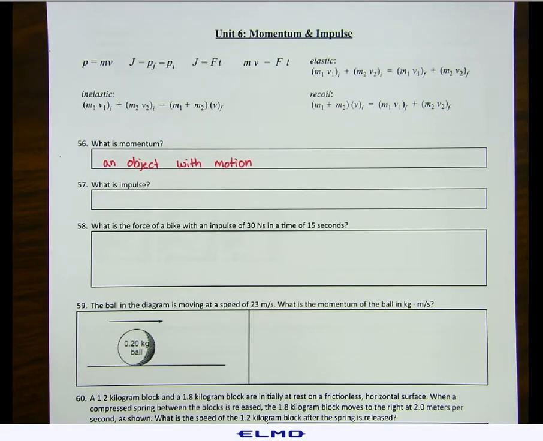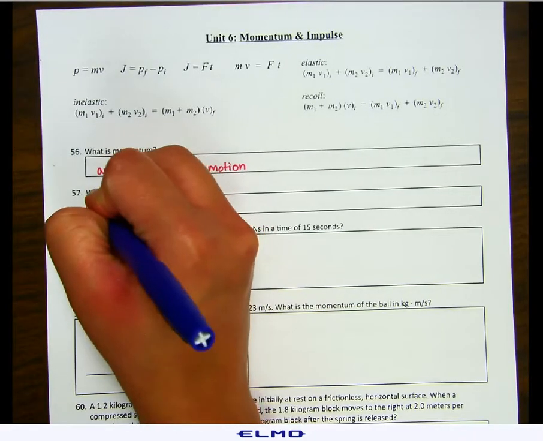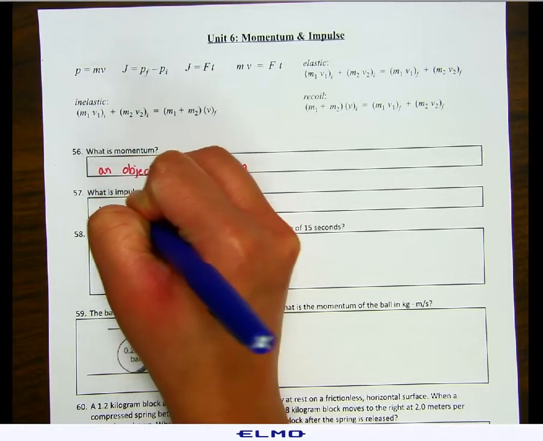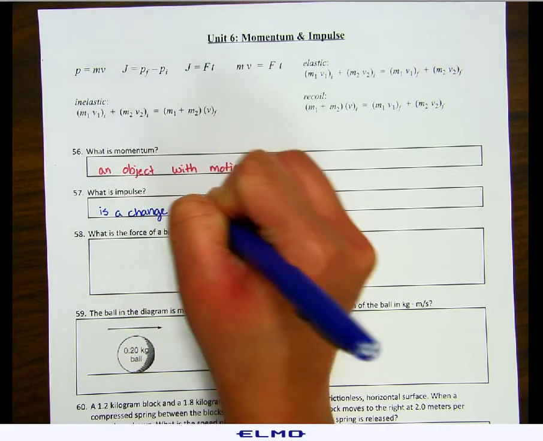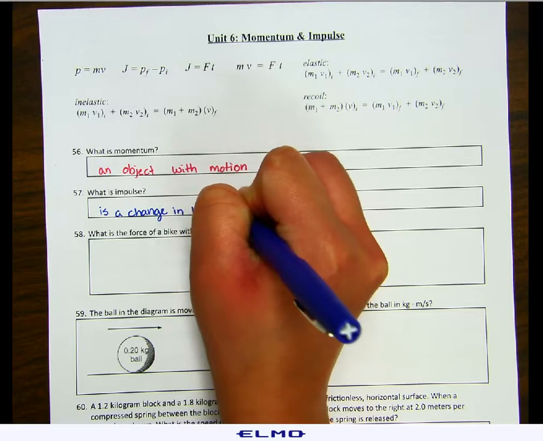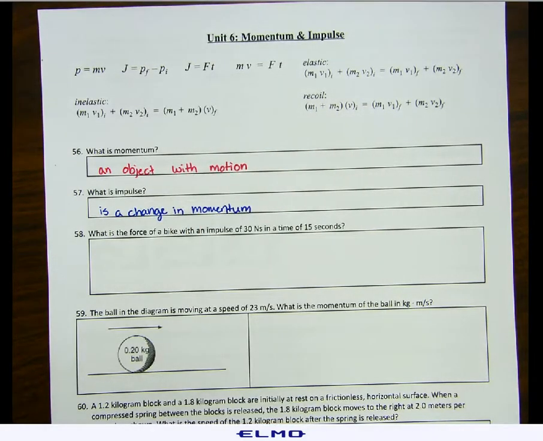Number 57, what is impulse? Impulse is a change in momentum. So if the velocity changes, if a force acts on it, if there's some new acceleration, then we're changing our velocity, we're changing our motion, so we're changing our momentum.